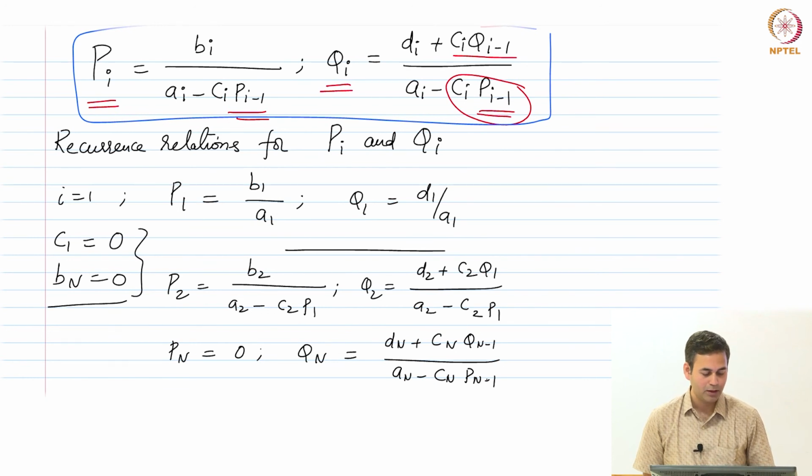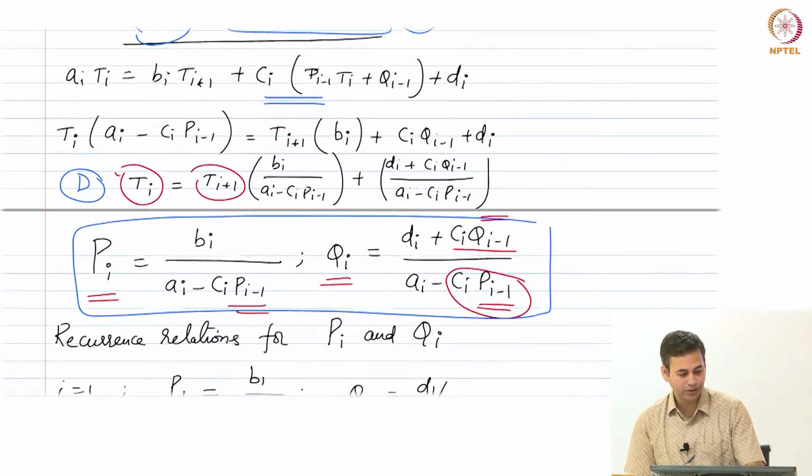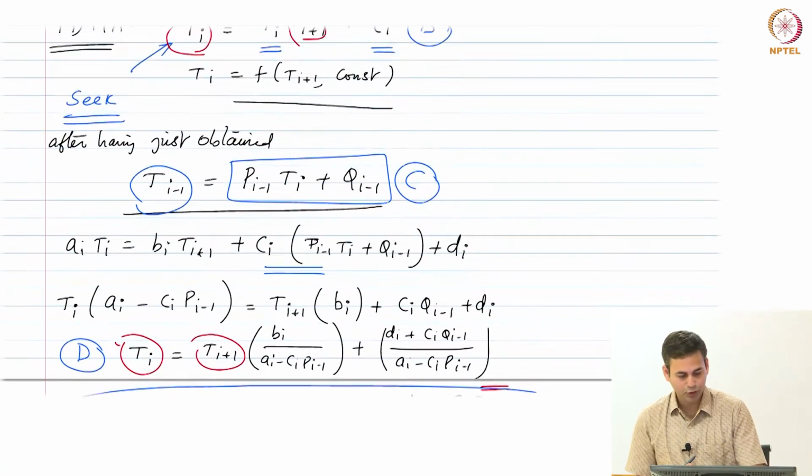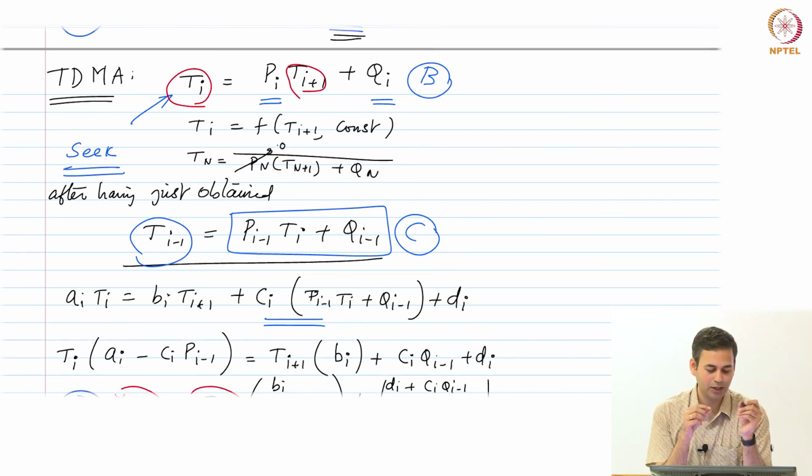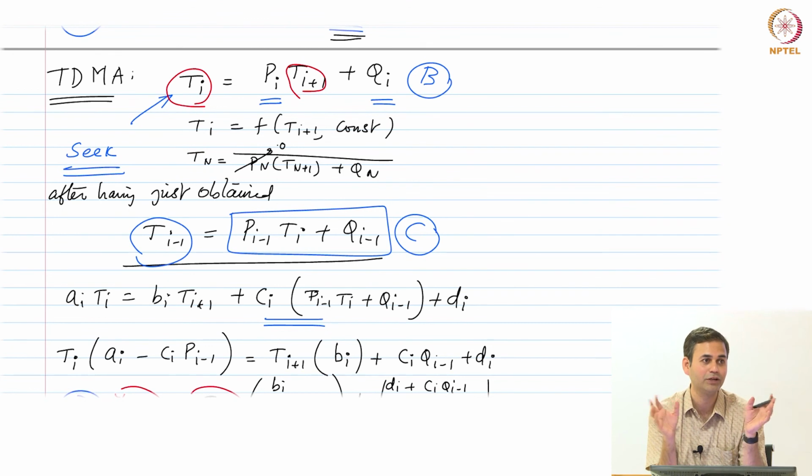Pn is 0. Fine. Now if my Pn is 0 and Qn is some value which we calculate, then if we go back to the original equation, equation B, and plug in i equals n, what will this be? Tn equals Pn times Tn plus 1, of course Tn plus 1 does not have any meaning, plus Qn. What is Pn anyway? We got this as 0 because we have set Bn equal to 0 to begin with. We have disconnected the connection, like we have disconnected these outer cells, isn't it? So Pn is 0.